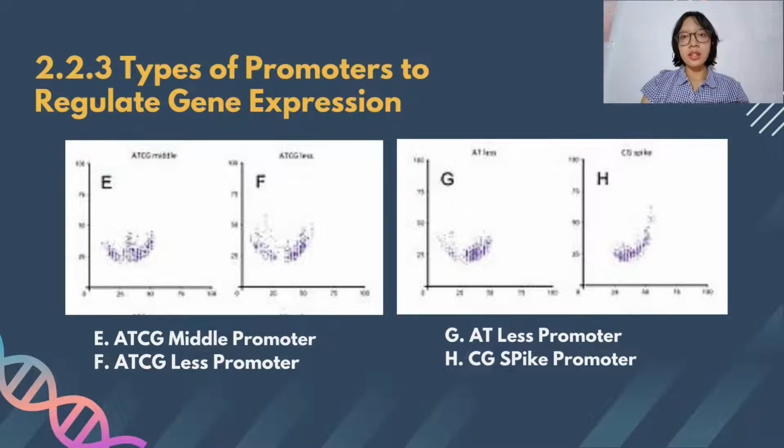The next one is ATCG less promoters, and the characteristics are represented by an abrupt transition between two C plus G threshold levels. The right and left sides of the patterns are equally distributed, however some segments around the central regions are missing or have a lower density.